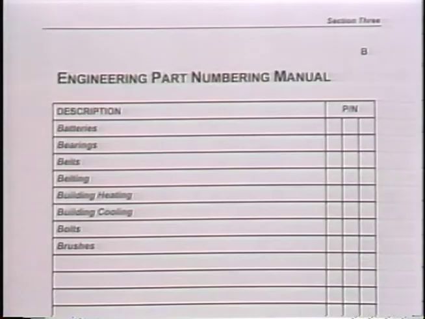We start off with A, and now I'm going to go to the next page, which is page 3. Here we have the B page, or the second page in the alpha characters, and you notice everything on this page starts off with B. Batteries, bearings, belts, belting, building heating, building cooling, bolts, and brushes.